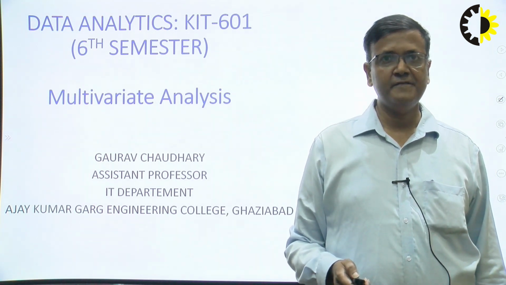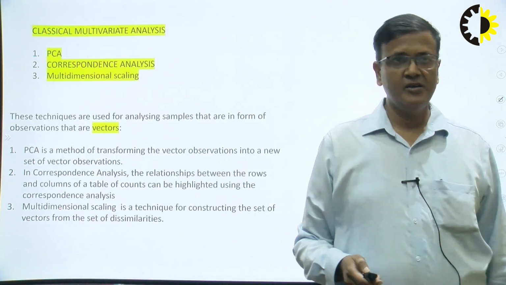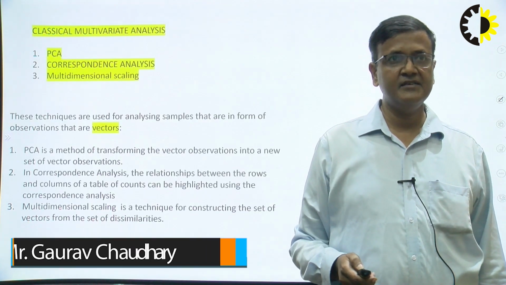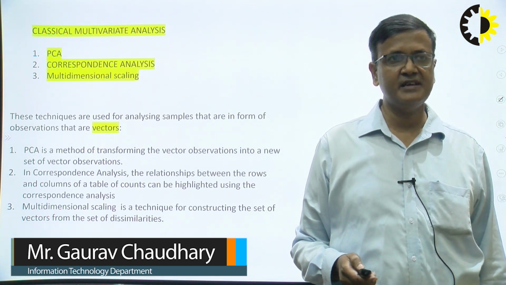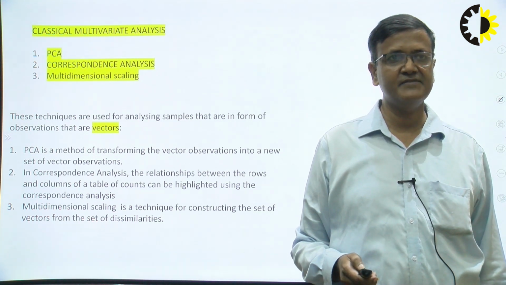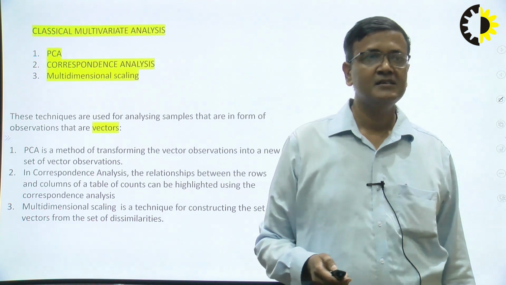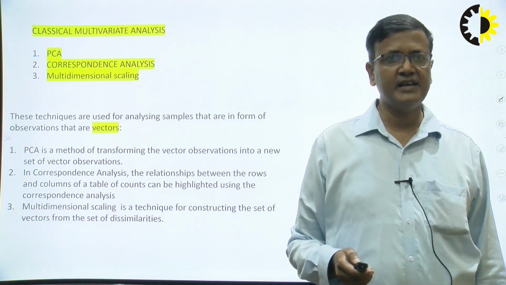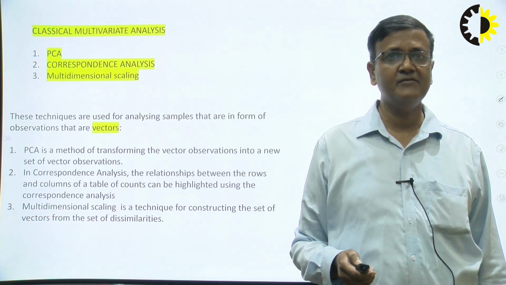The topic of today's lecture is multivariate analysis. Now, there are three techniques for classical multivariate analysis. One is PCA, which stands for Principal Component Analysis. Second is Correspondence Analysis, and third is Multidimensional Scaling. These techniques are used for analyzing samples that are in the form of observations, which are vectors.